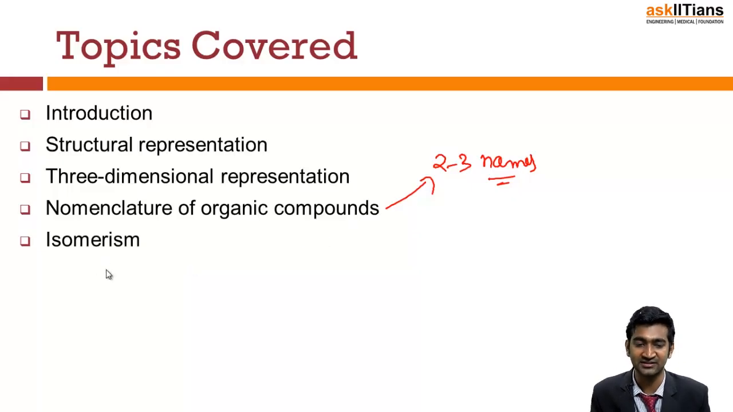Then I will be discussing isomerism, because these compounds exist in many states, many forms, and they are known as isomers of each other. So I will be discussing there the position isomerism, the functional isomerism, the optical one, the stereo ones. You have to first of all learn all these concepts very clearly.